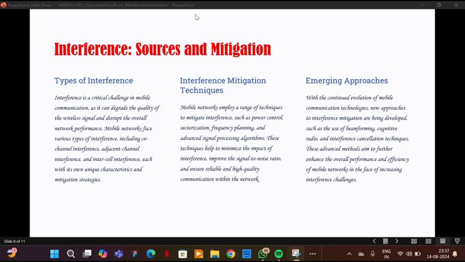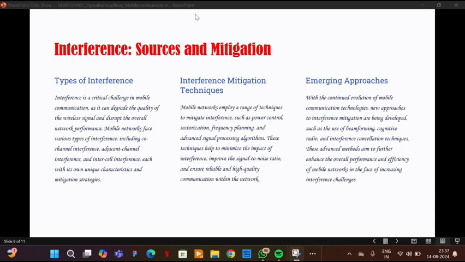Interference mitigation techniques. Mobile networks employ a range of techniques to mitigate interference such as power control, sectorization, frequency planning, and advanced signal processing algorithms. These techniques help to minimize the impact of interference, improve the signal to noise ratio, and ensure reliable and high quality communication within the network.